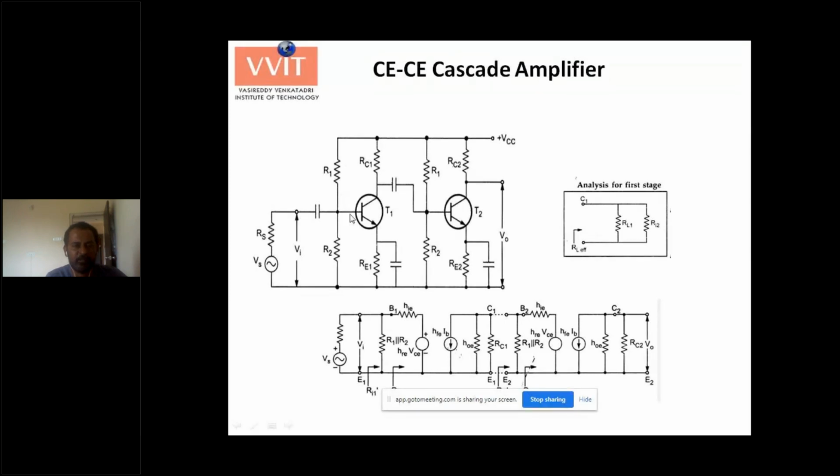This must be the first thing you have to observe. Moreover, while drawing the AC equivalent, what is the purpose of VCC? The VCC is to provide the required bias. The biasing is not at the amplification stage. First, we have to bias the transistors, then we go for amplification.